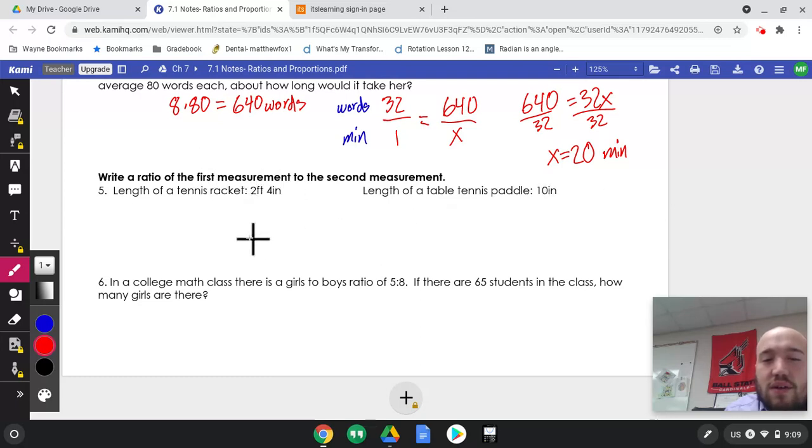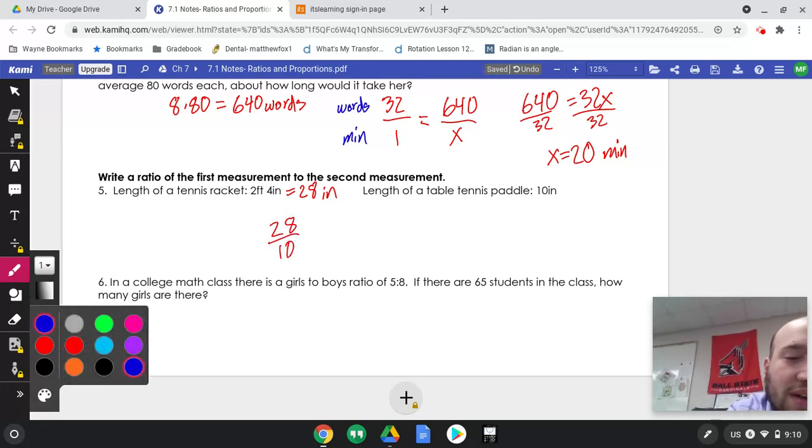this to inches. So 2 feet 4 inches. If we think about it, 2 times 12 gives us 24 plus 4. So this is the same as 28. So 24 plus 4 gives us 28 inches. Now notice up here it says write a ratio of the first measurement to the second measurement. So 28 to 10. But we're not done. We can reduce that, okay? 2 goes into both 28 and 10. So if we reduce that, we would be down to 14 to 5. And that is our final ratio.